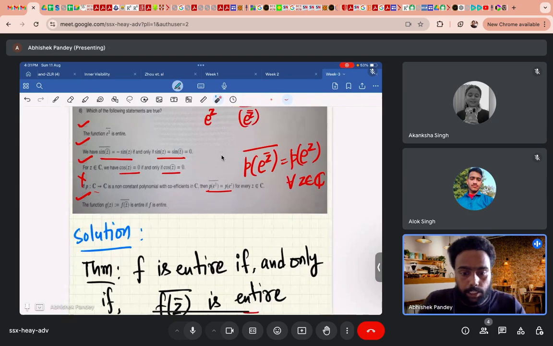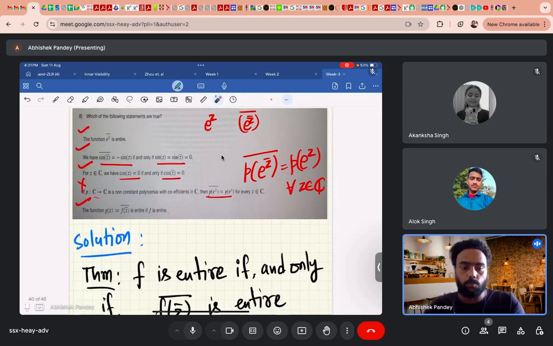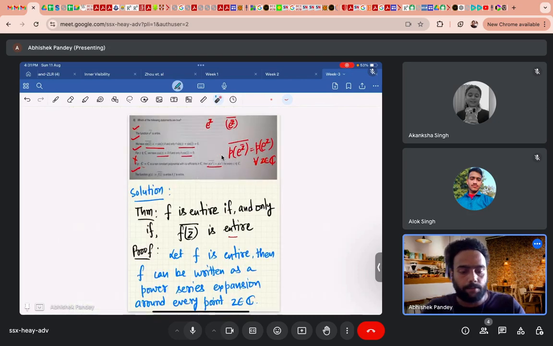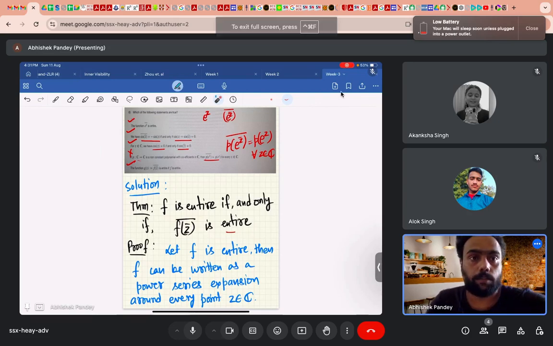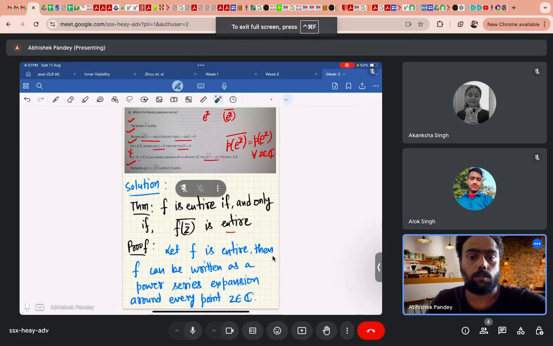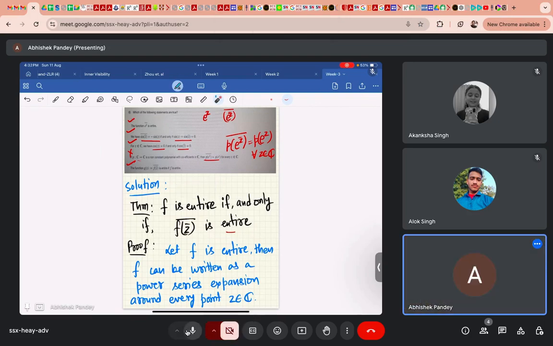Okay, so which of the following statements are true? The function, this one, so it is e to the power z bar, then whole bar of this one is entire. So f is entire if and only if, okay, so let us prove this statement. So f is entire if and only if conjugate of f(z bar) is entire. Okay, so let f be entire, then f can be written as a power series expansion around every point z belonging to C. Okay, just wait a minute.